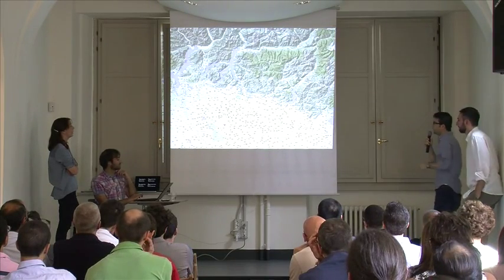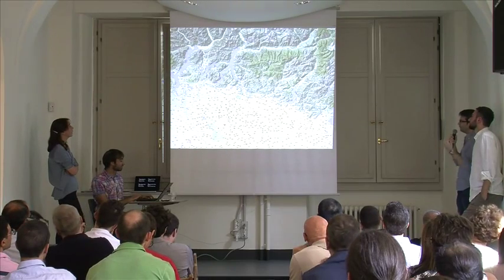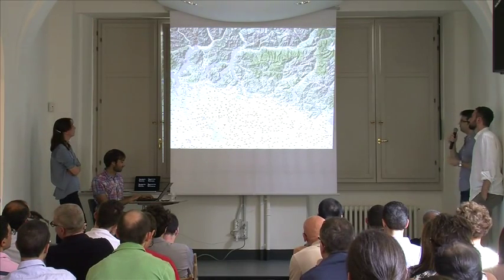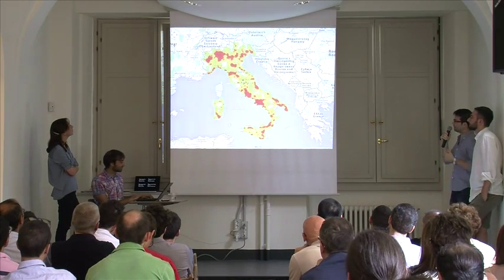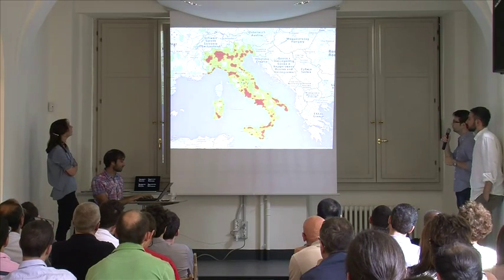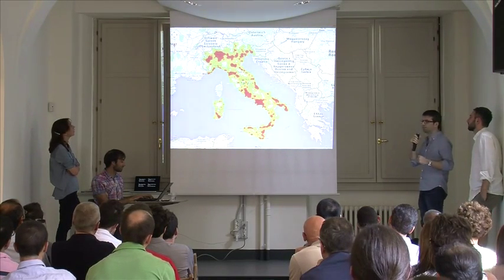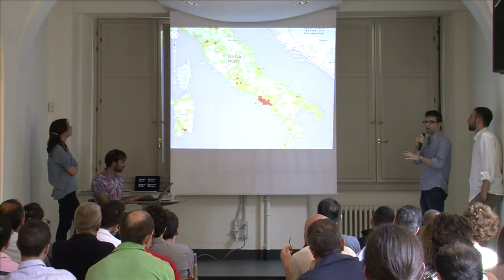Then, when we succeeded in doing that, we took a step ahead and tried to visualize some heat maps. As Giorgio was saying, this is the distribution of the total loans, so how all the loans are distributed across the country.